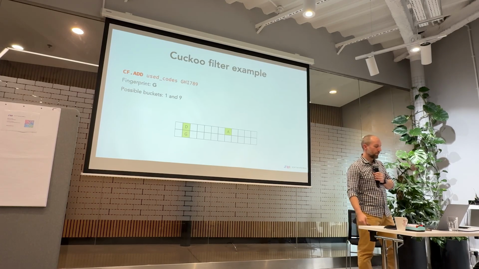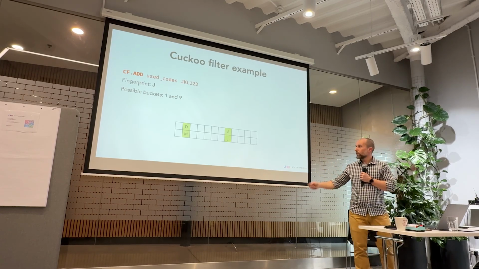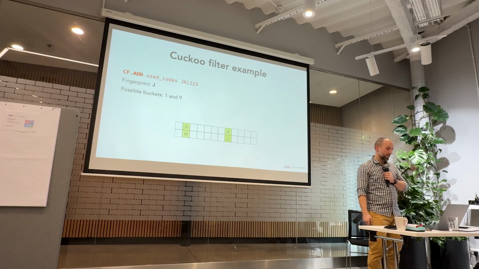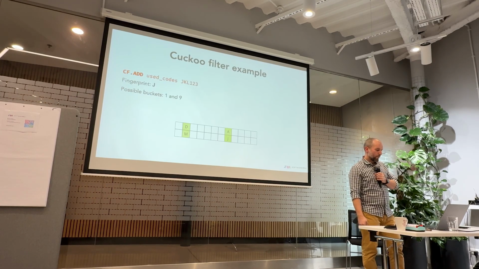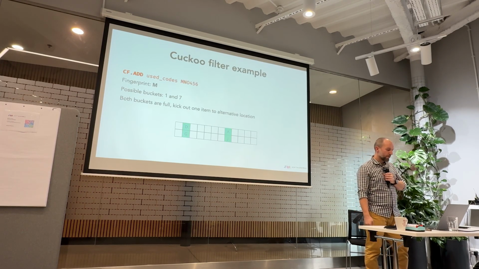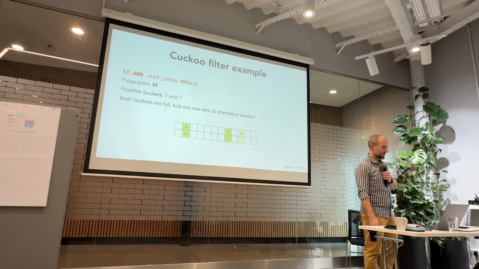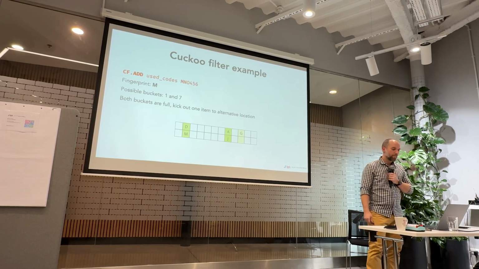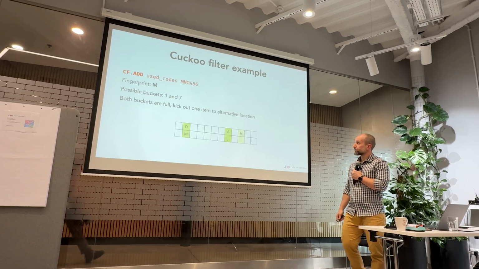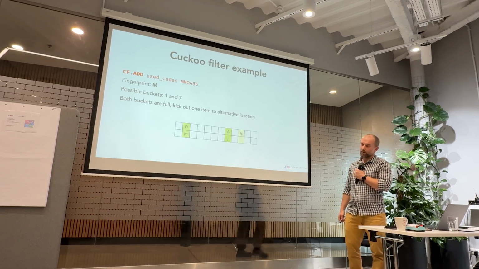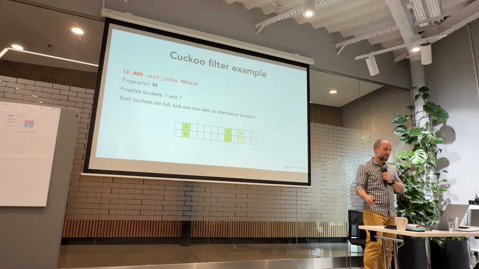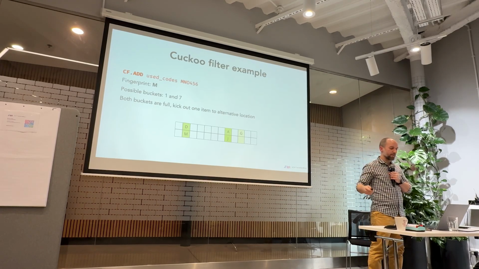So we have this bucket which is full. Then we put some more codes in there, and then we try to put MNO456 in the filter. It gives us buckets 1 and 7, and we can see both buckets are full. So let's kick out one item from the existing location.